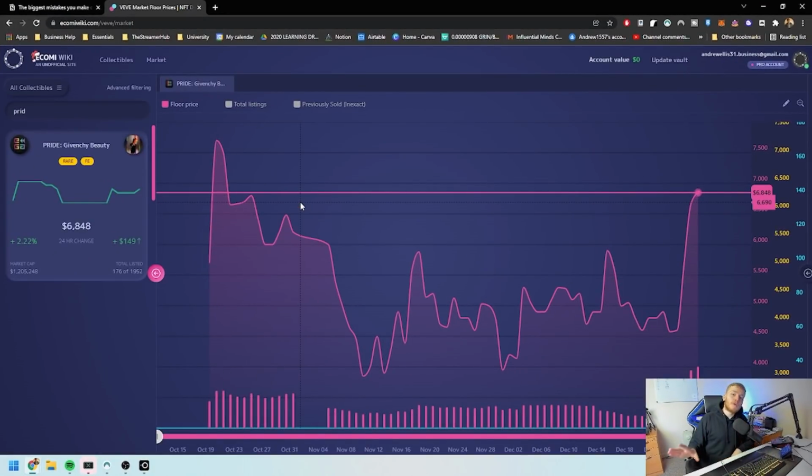Yesterday, it was pumped up quite a bit as there was someone in the Veve community who had purchased, I think, 30 of them from the supply. That does drive up the price because we can see from around here, it was sitting at 4,600 and it shot up all the way to 6,800.